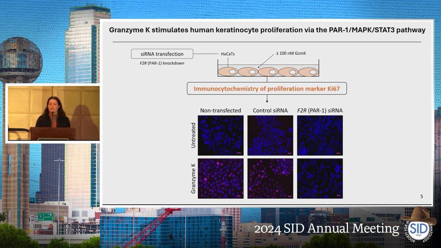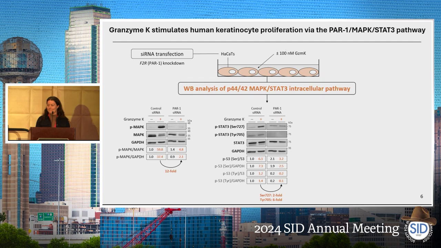And what we saw is that in those cells in which PAR1 is not affected, GzmK is able to induce the levels of Ki67, and we also saw increased cell count numbers. However, when PAR1 is knocked down, we see that this effect is completely abolished. So in fact, GzmK is able to stimulate human keratinocyte proliferation, and this occurs via a PAR1-dependent mechanism.